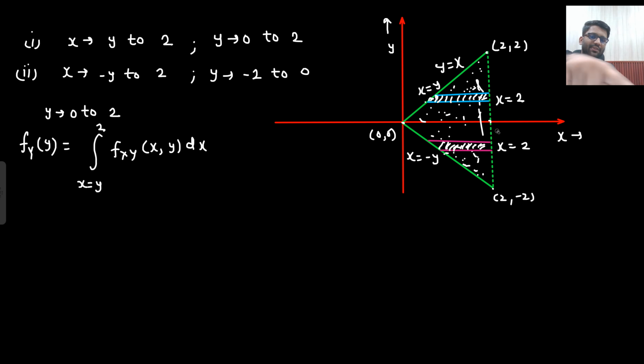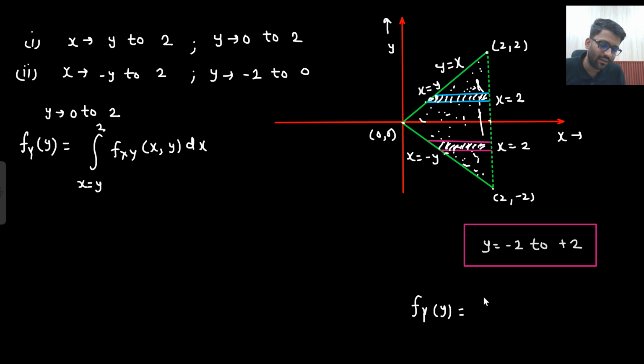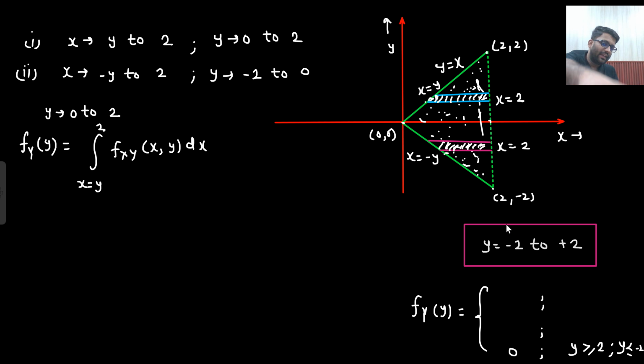When your y is between 0 to 2, basically you let me know in this particular region what is the range of y. y can take the value between -2 to +2. Say yes or no. Just as you made the diagram, you got to know that y can take the value between -2 to +2. So if you write down your fy of y, some expression will come here, some expression will come here, and if your y is greater than 2 or less than -2, then fy of y will be 0.